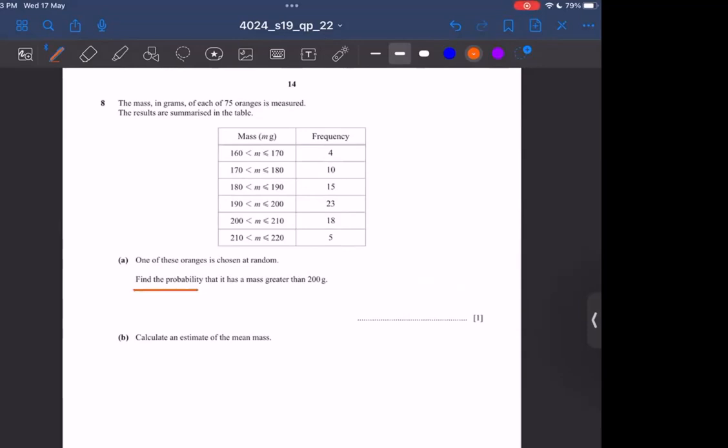How many oranges are there? 75. So out of 75, we have to find the probability. Mass greater than 200 is 18 plus 5. 18 plus 5 means 23 oranges that have a mass greater than 200. So it is 23 by 75, the answer. 23 by 75 is going to be your final answer.